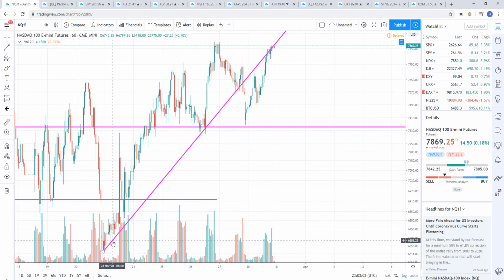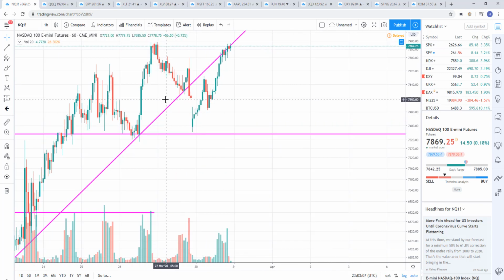You can see we started here, tagged it here, came up, tagged it right here. Then right up in here, we tagged it, bounced off of it, broke. There's your break. This was Thursday, last Thursday. We broke that and then gapped down. So then we've got a back test.